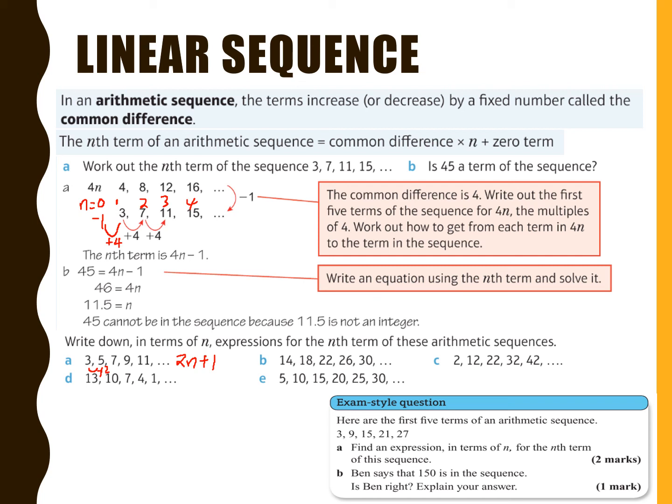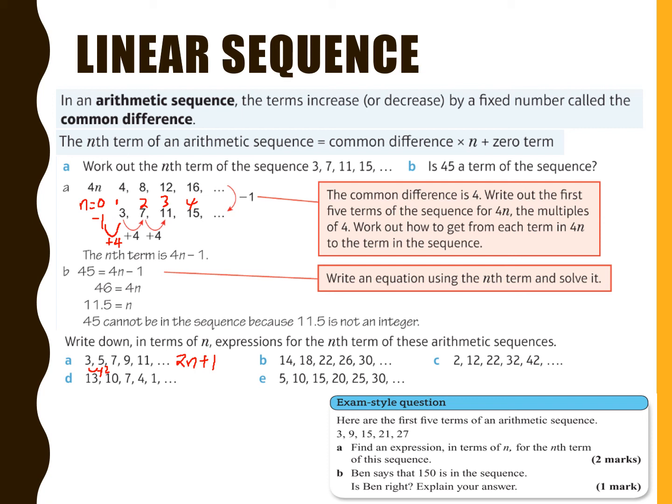So you know, you find the common difference, you multiply by n, and then you find out how to get to this 3. And then Ben says that 150 is in the sequence. Is Ben right? Explain your answer. Even though it's 1 mark, please do not underestimate this, because there are so many reasoning questions in the exam. So all these 1 marks build up.